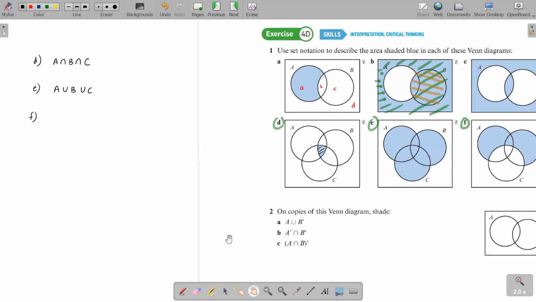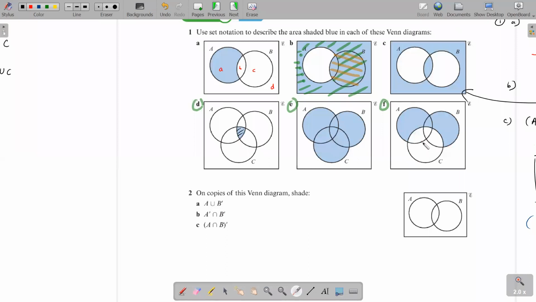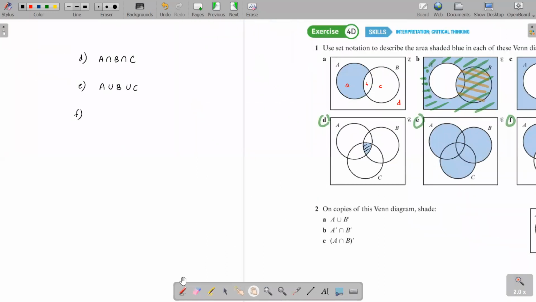So how does it work? So how do you describe it? So the shaded region is anything in A, or it can even be in B, but not inside C. Is that clear? It can be in A or B, but not inside C. So therefore, how do you write this? A or B, but not C. Right?